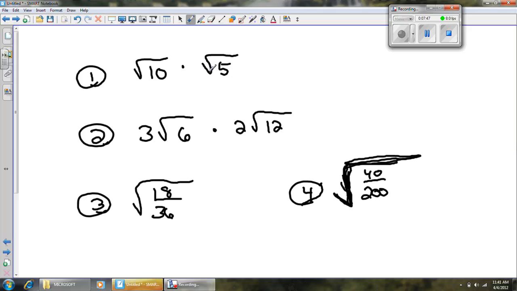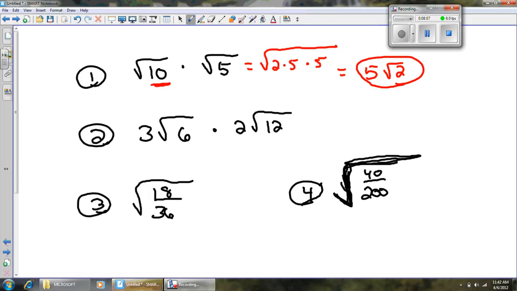I'm going to start with number 1. I know that's the same as rad 50, but I also know that's the same as 2 times 5 times 5. How do I know that? Because 10 is 2 times 5. So this is going to simplify into 5 rad 2. And there's my solution to number 1.